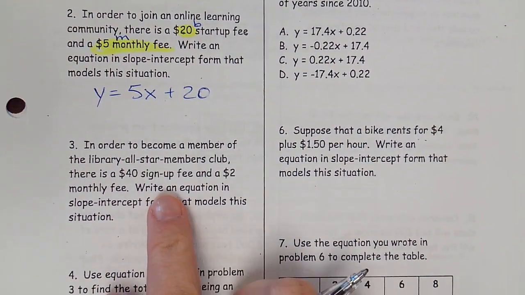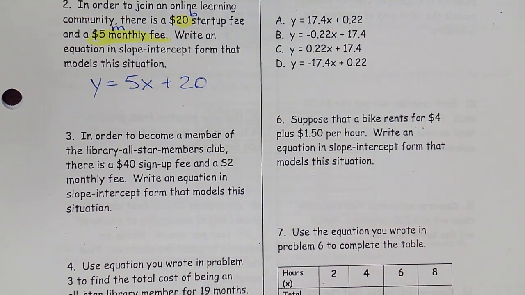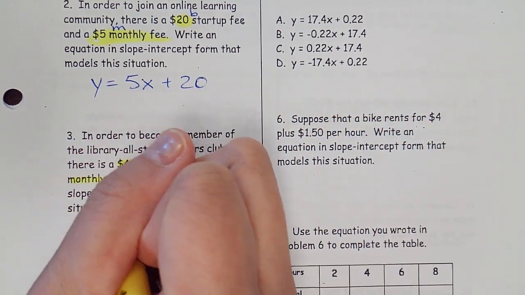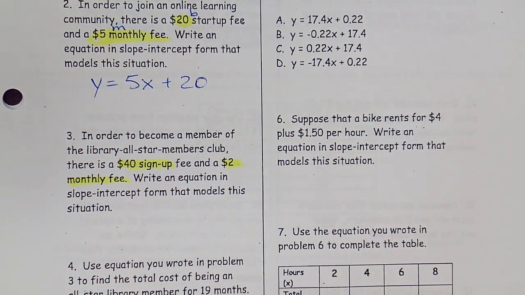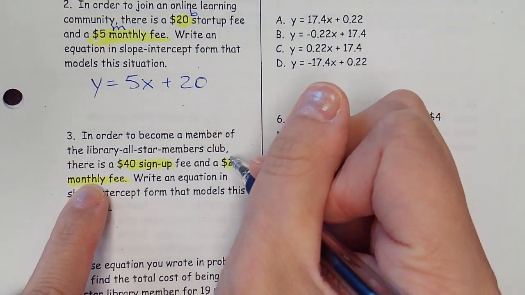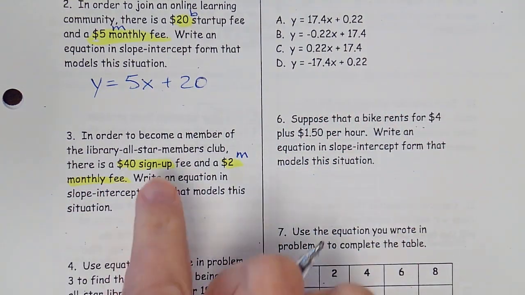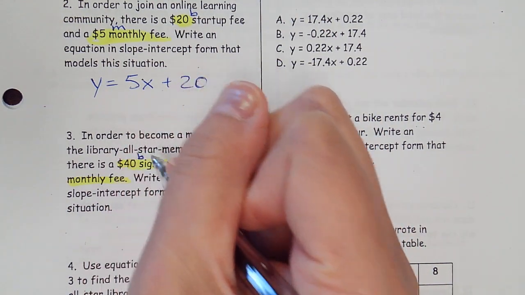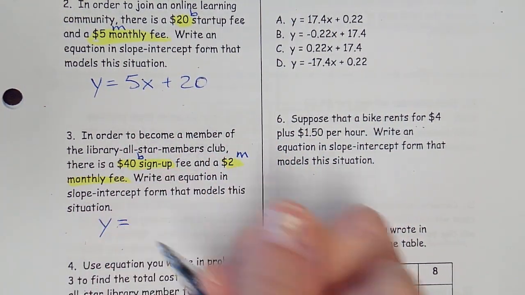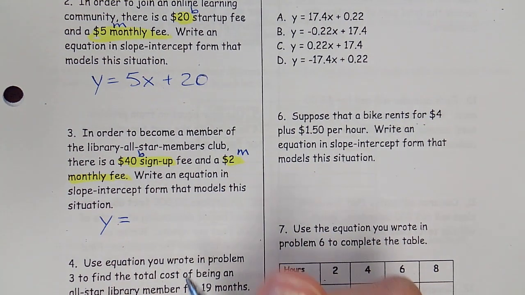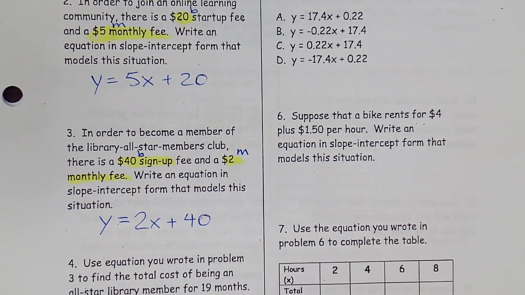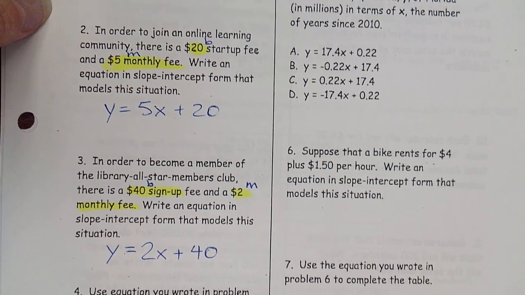Okay. Deandra, try this one with me. $40 sign up fee and $2 monthly fee. Okay. So which one is M? 2, because it's monthly, so that means each month. Okay, and 40 is your B. Good. So y equals mx plus b. What would your equation be? Y equals... That's it. Good job. All right, you just built an equation.